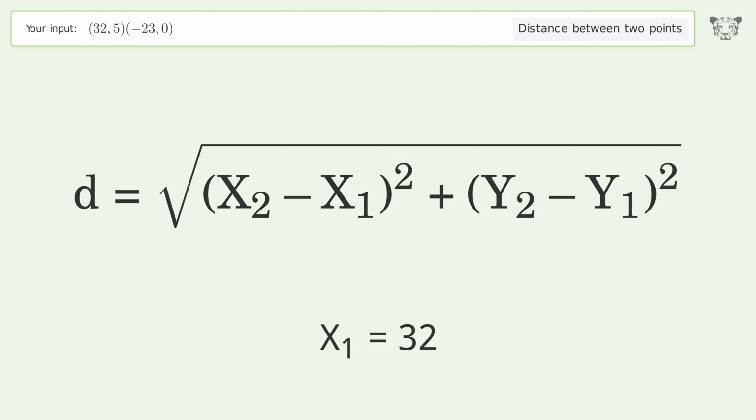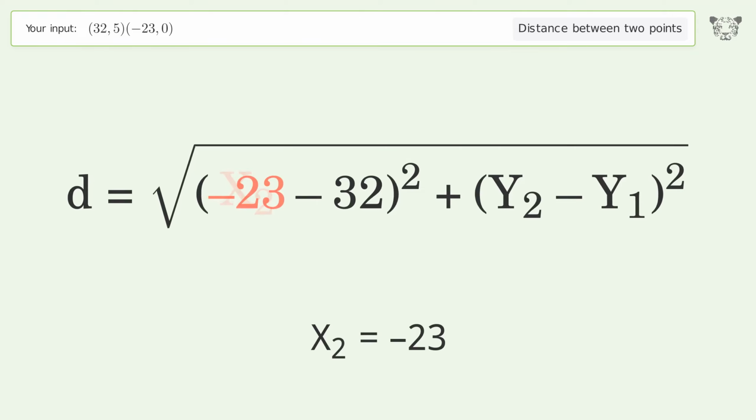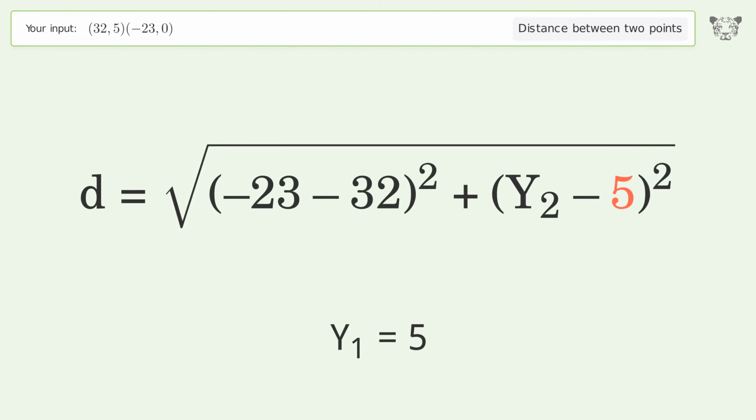x1 equals 32. x2 equals negative 23. y1 equals 5. y2 equals 0.